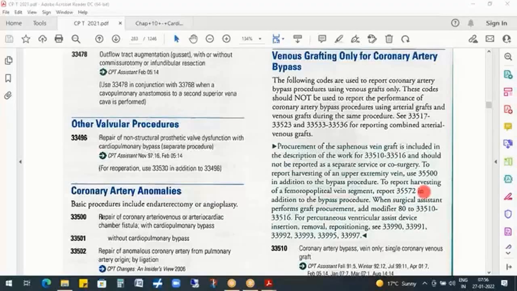Understood, everyone? See, there are three veins they can use for CABG procedure. What are the veins? Saphenous vein. Next one is femoropopliteal vein. Next one is upper extremity vein. What are the two veins we need to code separately? Upper extremity vein and femoropopliteal vein. Understood? Underline that rule. Next one.